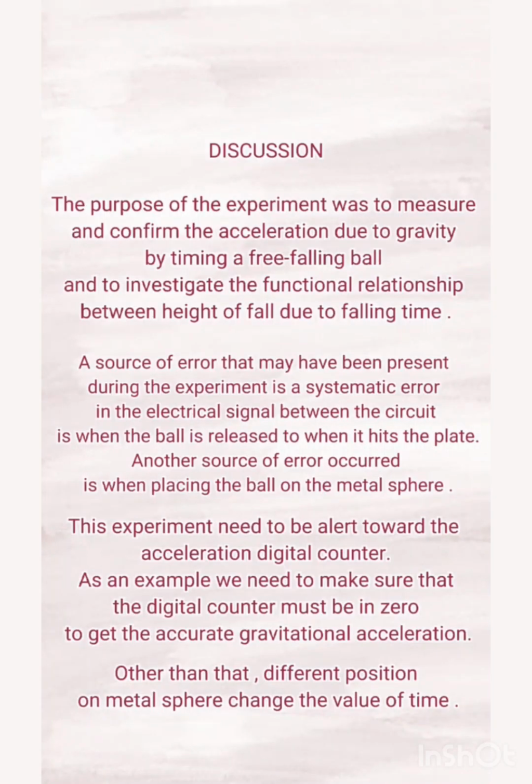Discussion. The purpose of this experiment was to measure and confirm the acceleration due to gravity by timing a free-falling ball, and to investigate the functional relationship between height of fall and falling time. A source of error that may have been present during the experiment is a systematic error in the electrical signal between the circuit, from when the ball is released to when it hits the plate.